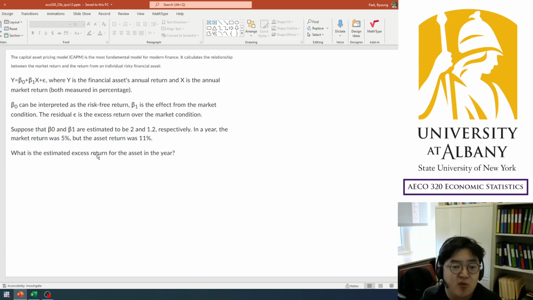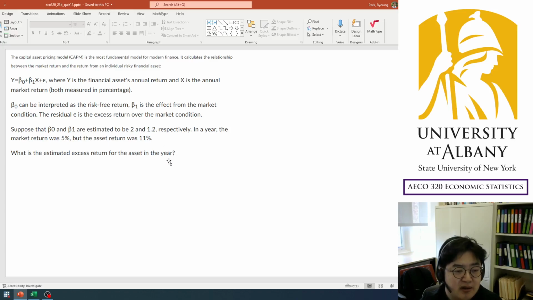But if you are familiar with finance, then maybe you must have heard about that. Suppose that beta 0 and beta 1 are estimated to be 2 and 1.2 respectively. In a year, the market return was 5%, but the asset return was 11%. What is the estimated excess return for the asset in the year?